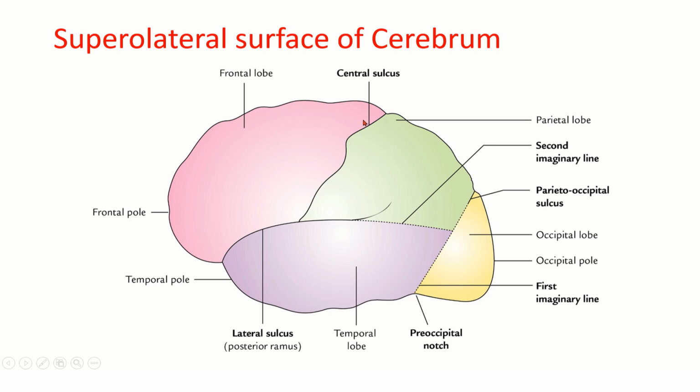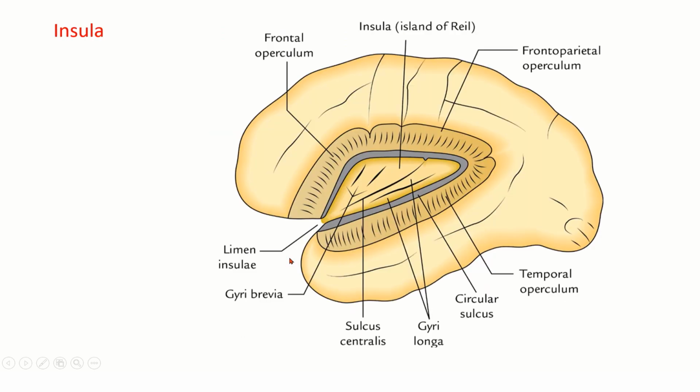The frontal lobe is in front of the central sulcus, then the parietal lobe, and you can see below the posterior ramus and second imaginary line the temporal lobe. Behind the first imaginary line there is the occipital lobe, and here hidden within the posterior ramus of the lateral sulcus there will be the insula or island of Reil. You can see the short gyri, gyri brevia, and the long gyri, gyri longa, and you can see the sulcus centralis.